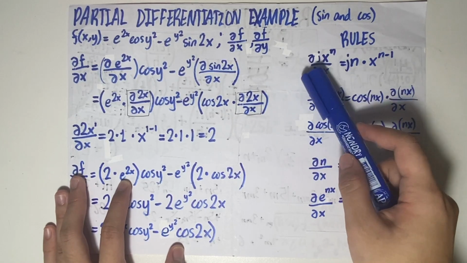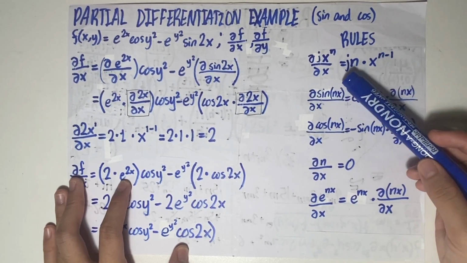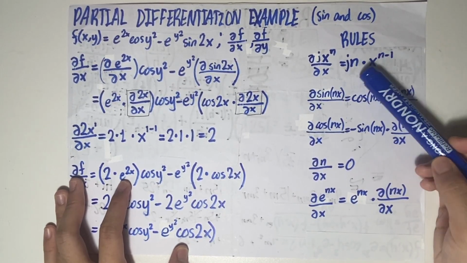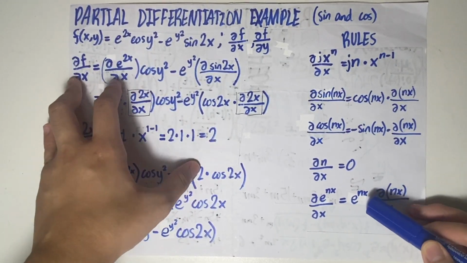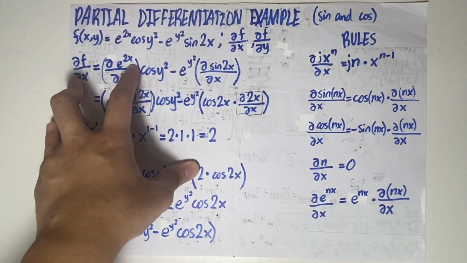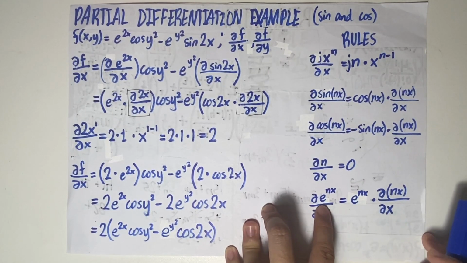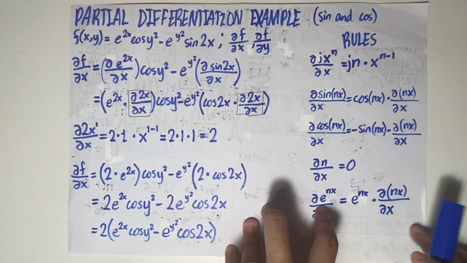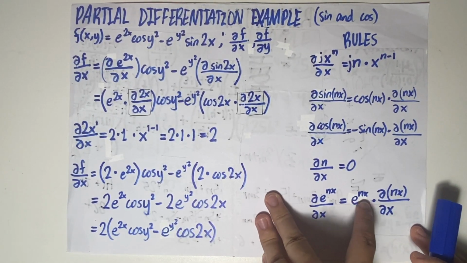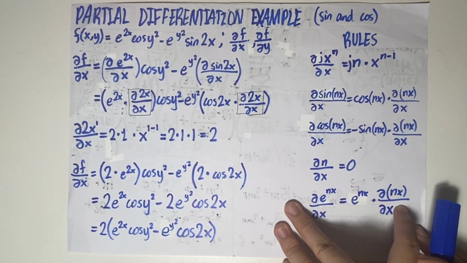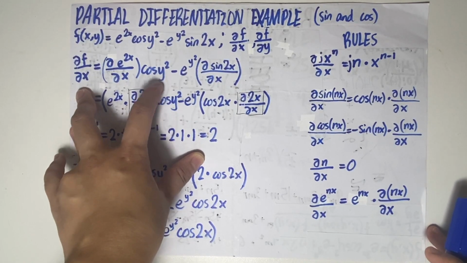Notice how j is multiplied by x to the power of n, and in the derivative, j is just multiplied by the result. So you just multiply cosine y squared by the derivative of e to the power of 2x. The same applies to this rule: if we were multiplying e to the power of nx by some integer represented as j, in the derivative it would just be j times e to the power of nx times the derivative of nx, which is why for convenience I have put cosine y squared on the outside.